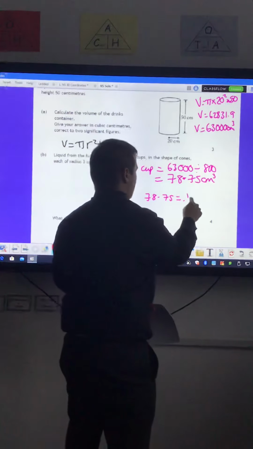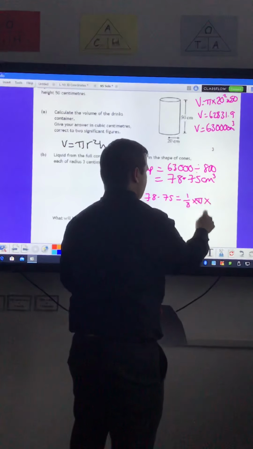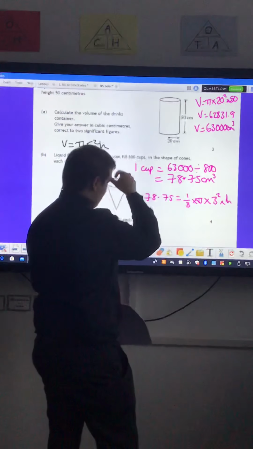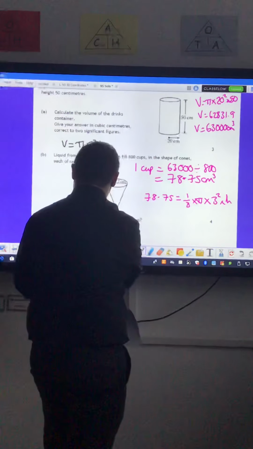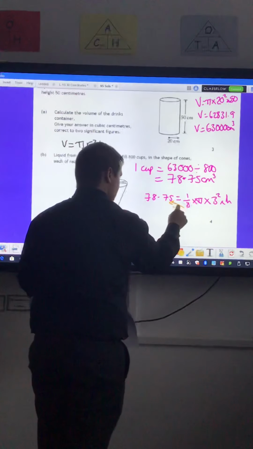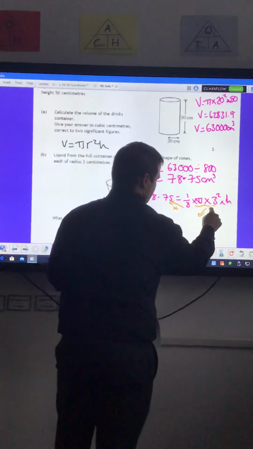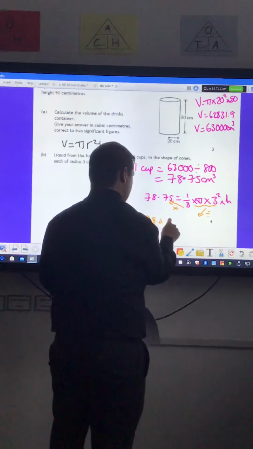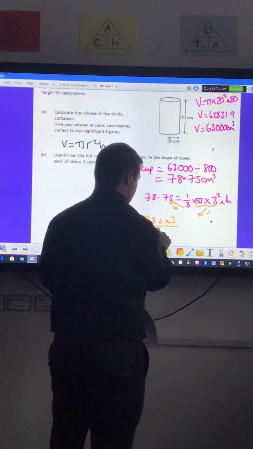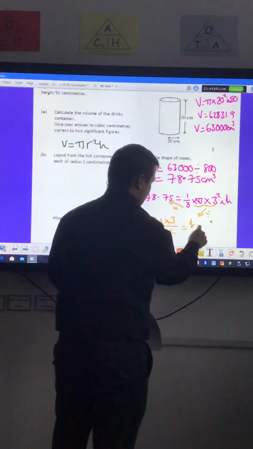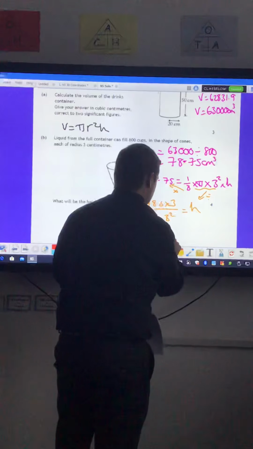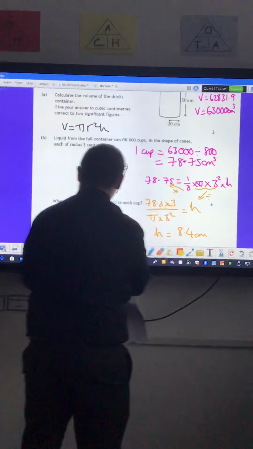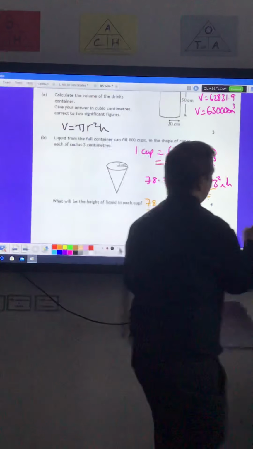Okay, then I want to find the height of it, so I've got 78.75 is a third times pi times 3 squared times the height. Then I'm probably going to bring the third up, so I'm probably going to times by 3, and I'm going to divide by this bit. So that's going to give me 78.75 times 3 all over pi times 3 squared, which is the height, and that works out as the height being 8.4 centimetres.